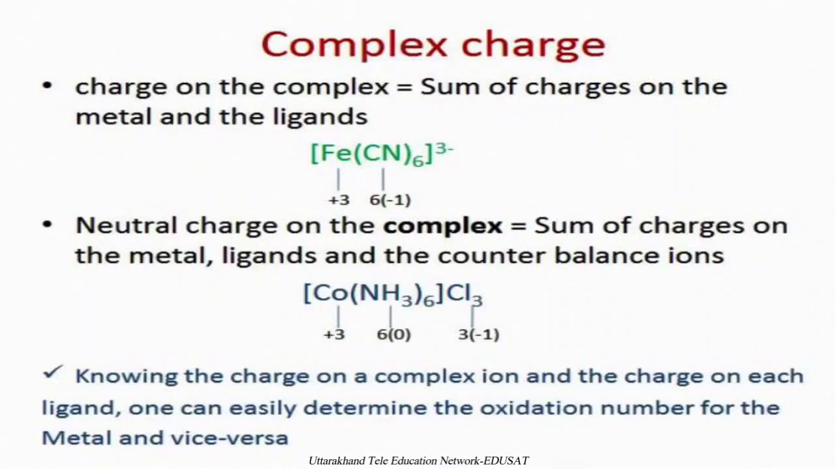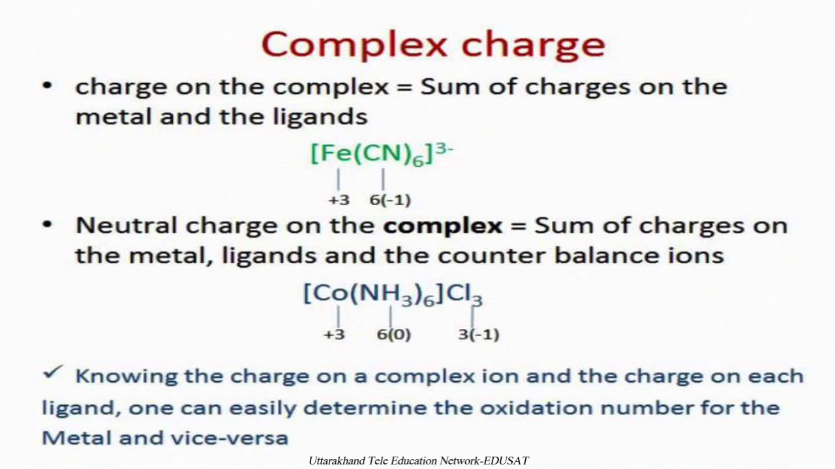And what about the complex charge? We have seen in the previous slide that a 3 negative charge is already present on the complex. The charge on the complex is equal to the sum of the charges on the metal and the ligands. Suppose we have hexacyanoferrate, in which iron has a +3 oxidation state, whereas cyanide has a valency of -1. We are using 6 cyanide ions, which gives a total of -3 charge on this complex ion.